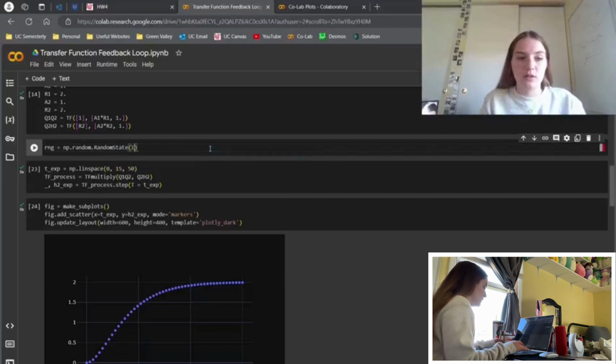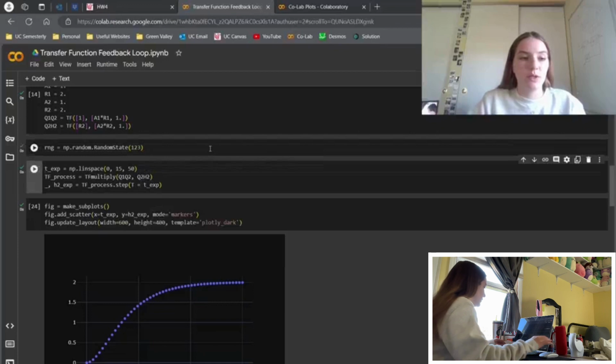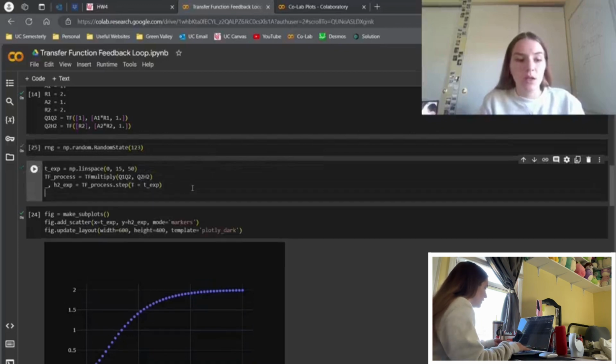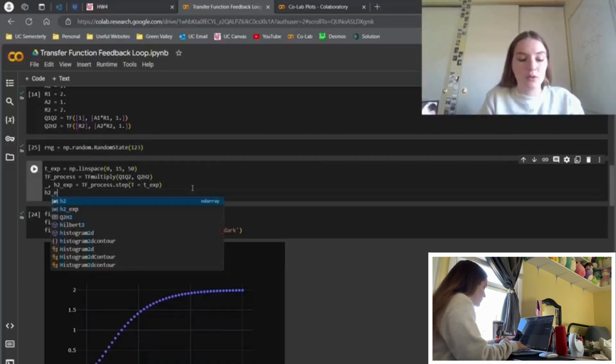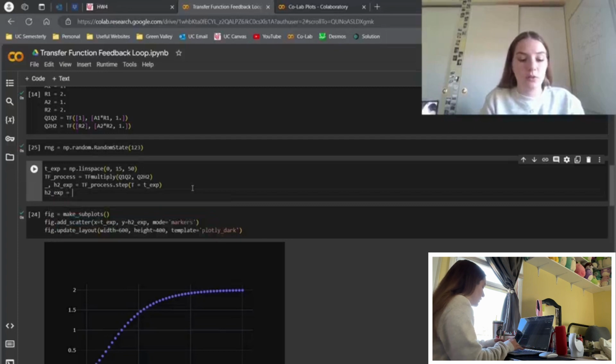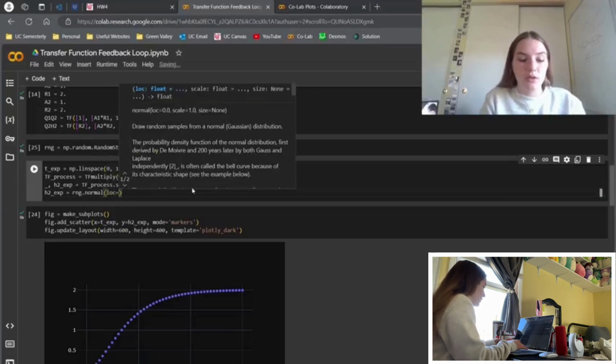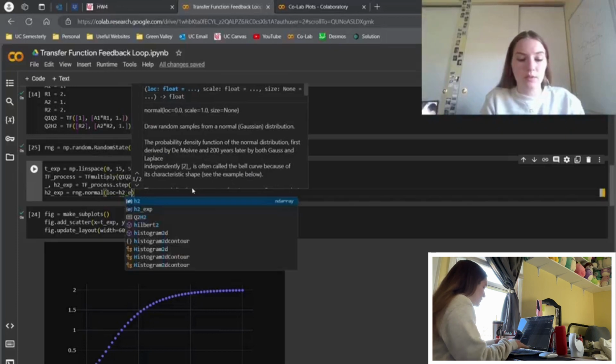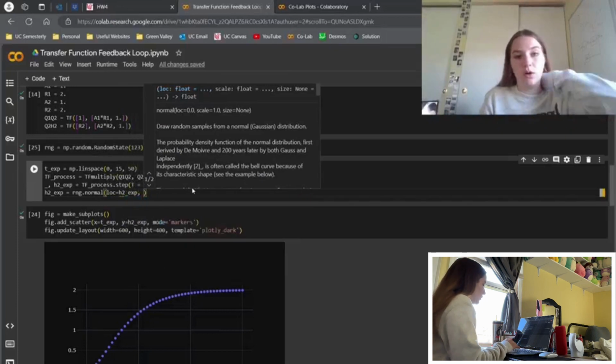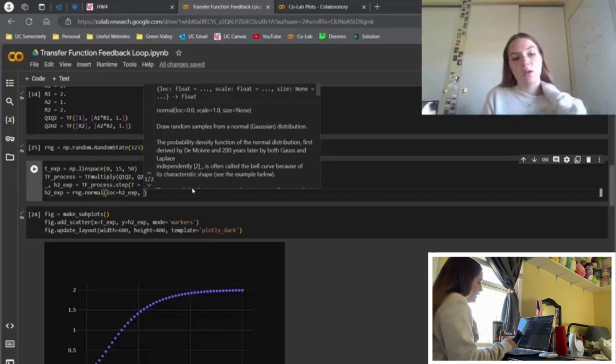And then we are going to give this an arbitrary number of 1, 2, 3. And now we can say that our H2 experimental values are equal to our random number generator dot, we want a normal distribution, and we need to set our initial location equal to our H2 experimental values, since we do want our random numbers to slightly look like what we have now.